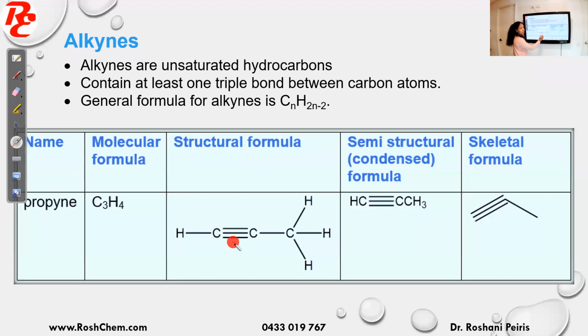And also have a triple bond. So you can see then the first carbon only needs 1 hydrogen because it already has 3 bonds here. The second carbon doesn't need any hydrogens. Why is that? It already has 4 bonds. The third carbon needs 3 hydrogens to make 4 bonds. So the semi-structural formula, also called the condensed formula, is CH≡C-CH3.